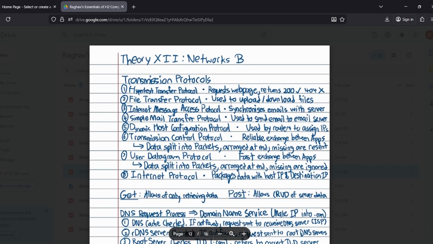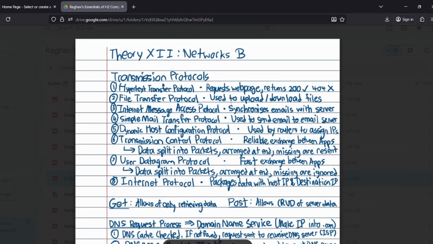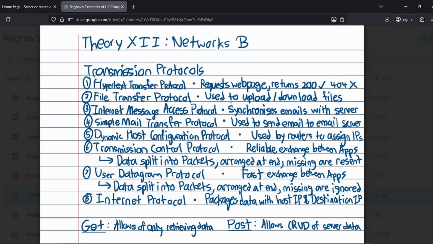My favorite part, memorizing the different protocol names. HTTP, Hypertext Transfer Protocol. It requests a web page, returns 200 if it's okay, and a 404 if it's not okay. FTP, File Transfer Protocol. It is used to upload and download files, pretty simple, pretty standard. IMAP, Internet Message Access Protocol. It synchronizes emails with servers. SMTP, Simple Mail Transfer Protocol. It's used to send mail over to a mail server.